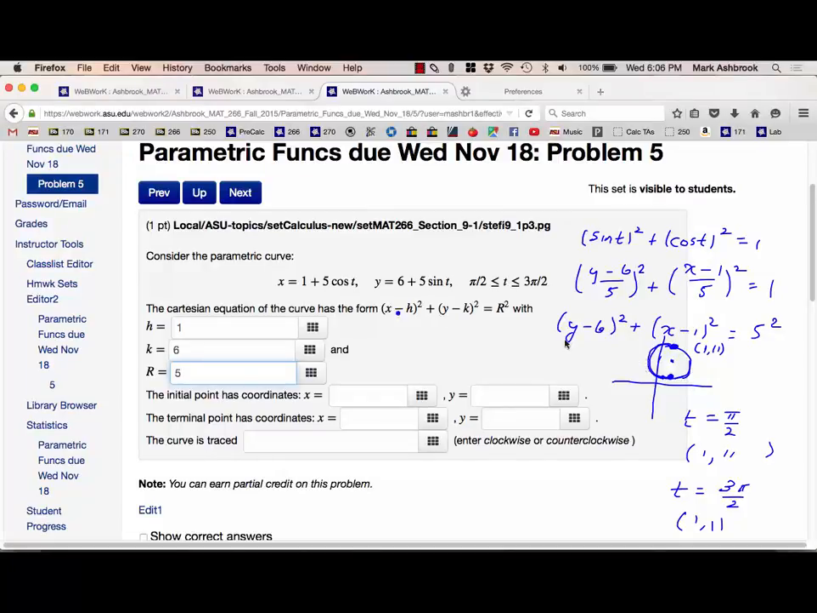So how can we find that out? Well, if we just get a point in between, so pick a t value in between. The obvious choice here to make life easy is halfway between pi over 2 and 3 pi over 2, which is pi. So when t equals pi, cosine is negative 1, so we're going to get x equals negative 4. And sine is 0, so we're going to get y equals 6: negative 4, 6. So we're over here.